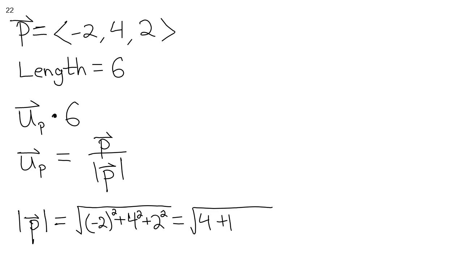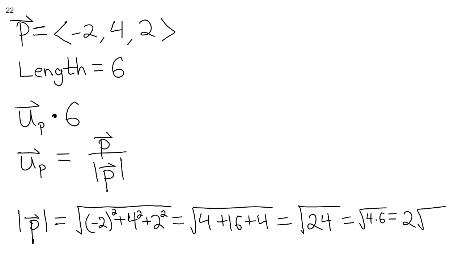Four plus 16 plus 4. Square root of 24. What goes into 24? Square root of 4 times 6. 2 root 6. The length of P is 2 root 6.